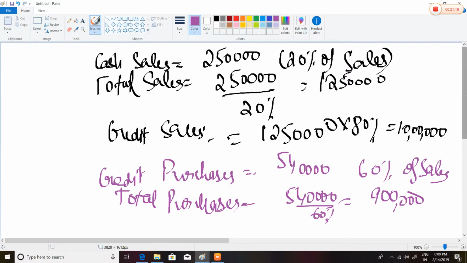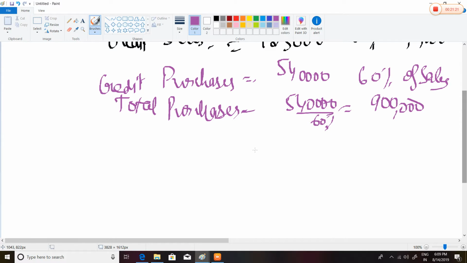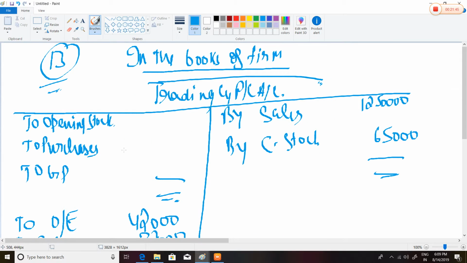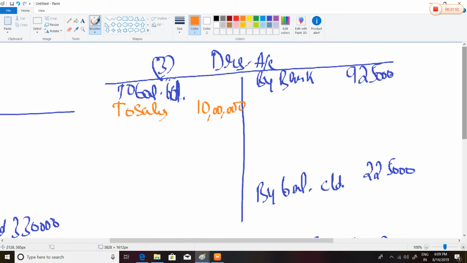And cash purchases is, sorry, not 5 lakh 40,000, 9 lakh into 40%. That comes out to be 3 lakh 60,000. Okay, so purchases 9 lakh, then cash purchases.